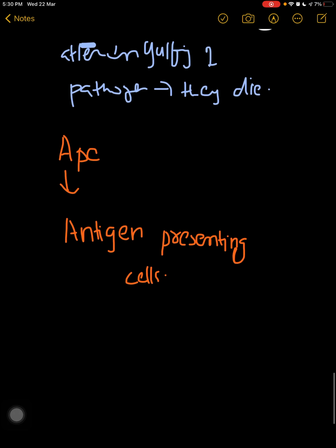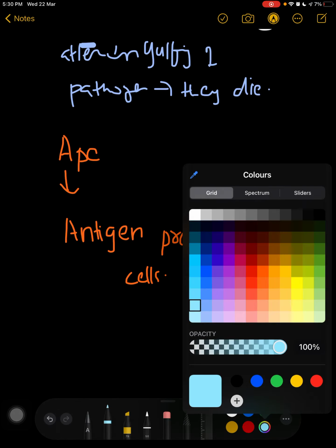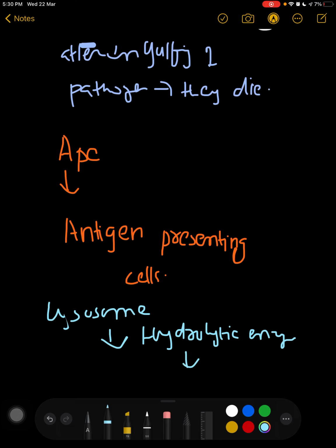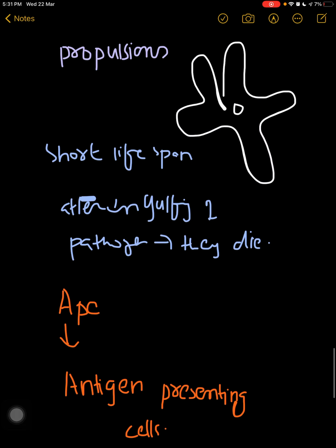One more thing, these dendritic cells contain lysosomes. Basically these lysosomes have hydrolytic enzymes, right, which help in the phagocytosis or engulfment of the pathogen. In order to kill the pathogen, the hydrolytic enzymes basically help. So I hope it is clear to you.